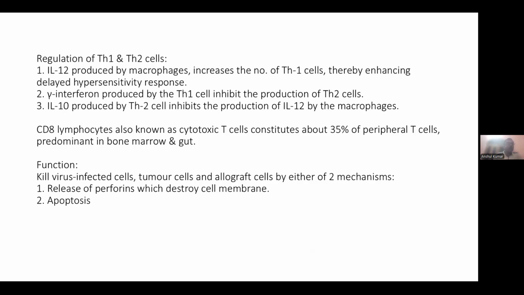Now CD8 lymphocytes, also known as cytotoxic T cells, constitute about 35% of peripheral T cells and are predominant in bone marrow and gut. Now, what are the functions of CD8 lymphocytes? They kill virus infected cells, tumor cells and allograft cells by two mechanisms: release of perforins, which destroy the cell membrane, and through apoptosis.